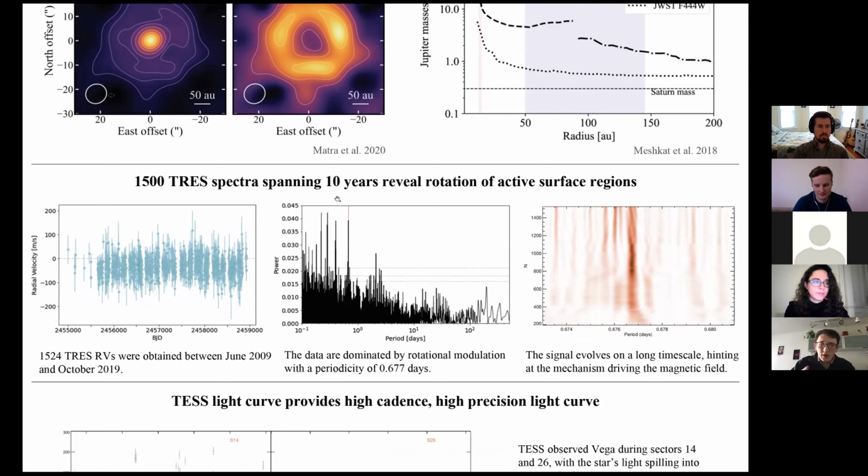Now, our derived RVs are a little noisy. They have a scatter around 20 to 30 meters per second. However, we find that we have enough data spanning long enough of a time to really build up sensitivity to a lot of short period signals.